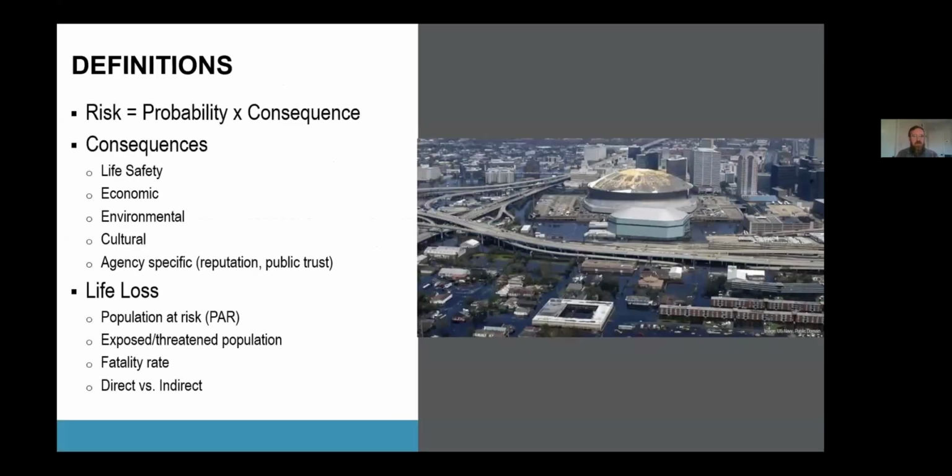First, a few definitions. Risk, as I'm sure most of you are aware, mathematically is the probability of some bad event, in this case a flood, multiplied by the consequence of that occurrence. And the consequence, how we quantify that, is different for different types of consequence. We're going to focus today on life safety consequences, but you could also have economic damages, environmental impacts, cultural impacts, or even agency specific.